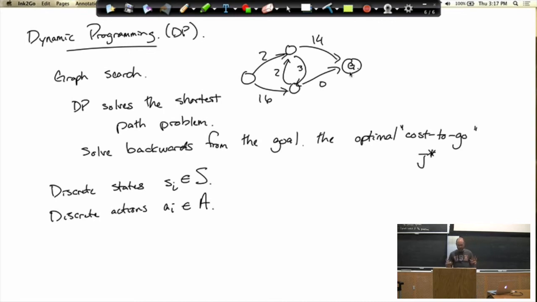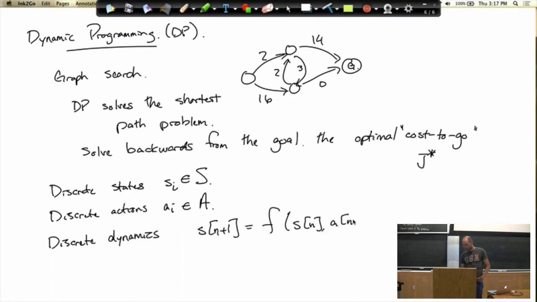And it's still a class about dynamics, so I'm going to call my edges the dynamics of the graph, right? So my dynamics here, which is going to be a discrete dynamics, is going to be the s that I end up in as a function of the s I'm in and the action I take. But it's still a dynamical system, right? And then I want a way to encode my edge cost, so I'll have a one-step cost, which I'm going to call g, which is a function of the state I'm in and the action I take.